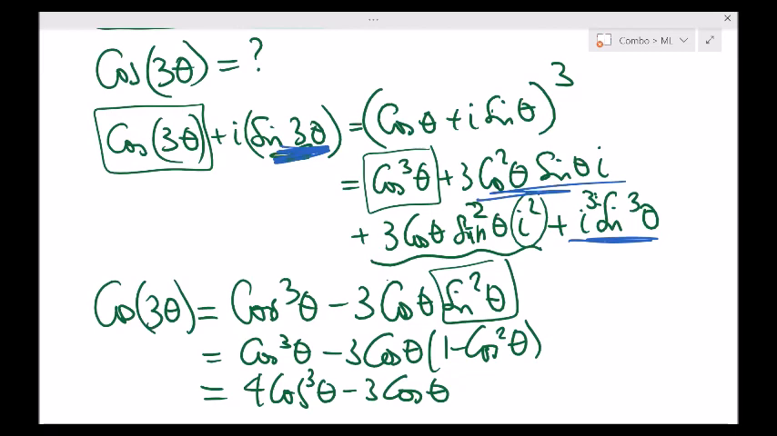It's minus because there's this i squared here. i squared means -1. Yeah, this is a plus, that's a minus. So yeah, that's good too.